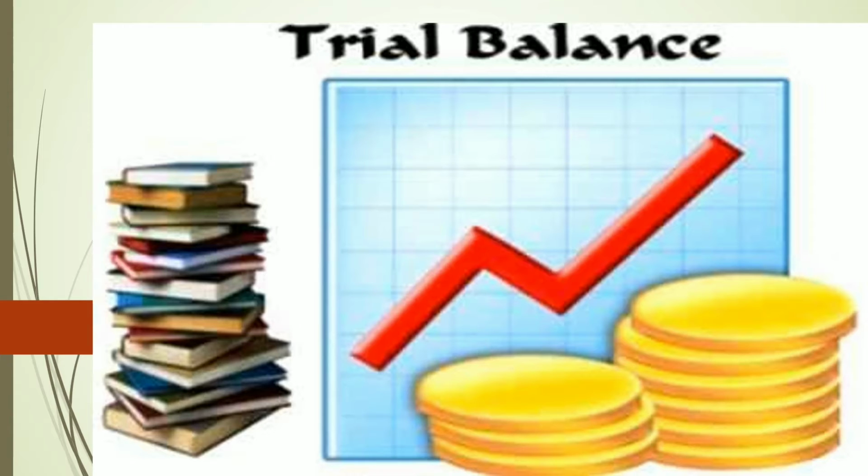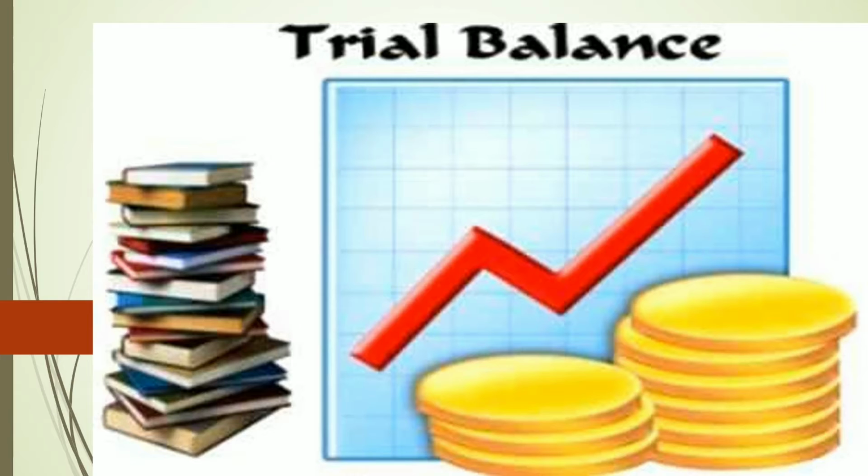If all accounting entries are recorded correctly and all the ledger balances are accurately extracted, the total of all debit balances appearing in the trial balance must equal the sum of all credit balances. So it is only a statement, it's not an account. It's simply a list of balances of all accounts.